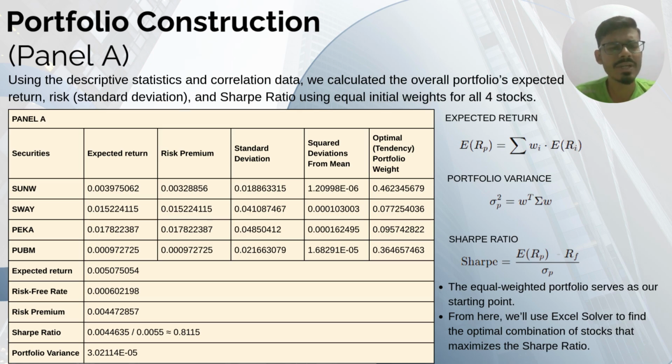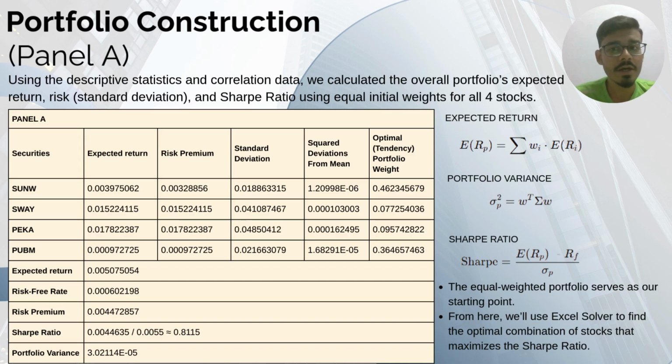Now I will talk a little bit about the formulas that we used. First is the expected return. The expected return of the overall portfolio is equal to the summation of the weight of the total investment in an asset multiplied by the expected return of that asset. That is the formula to find the expected return.